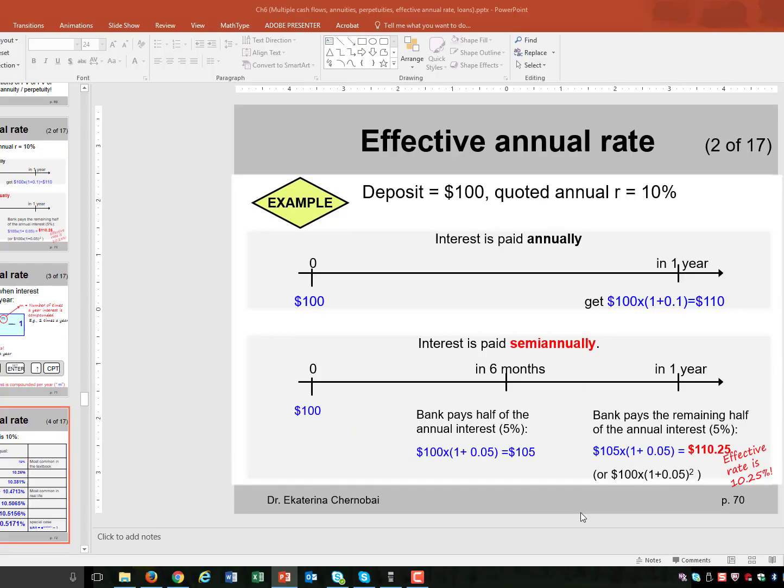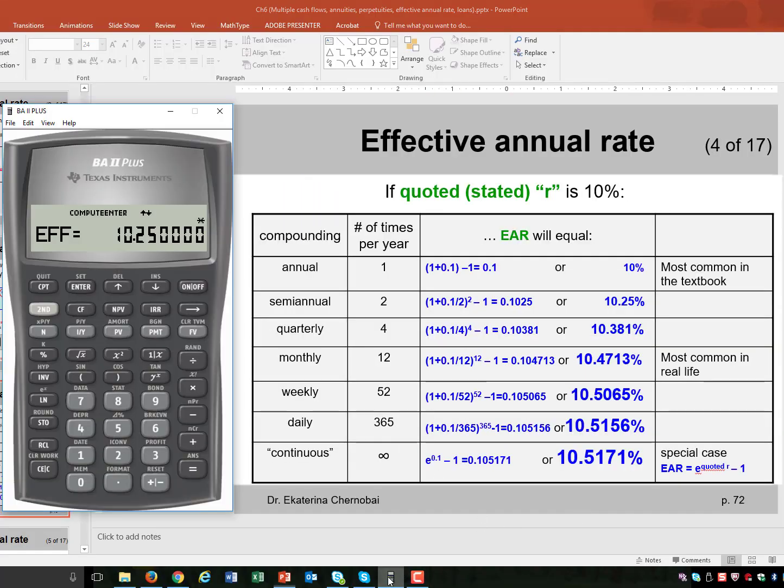Let's try one of these. So let's see once again how everything can be done in the financial calculator. Let's clear, second, plus minus, enter. Let's increase the decimal places. Second, decimal place, let's make it 6. 6, enter. And now let's convert the quoted interest rate of 10% into the effective annual interest rate.